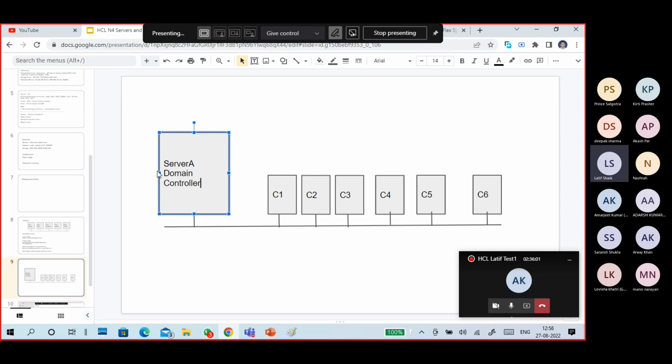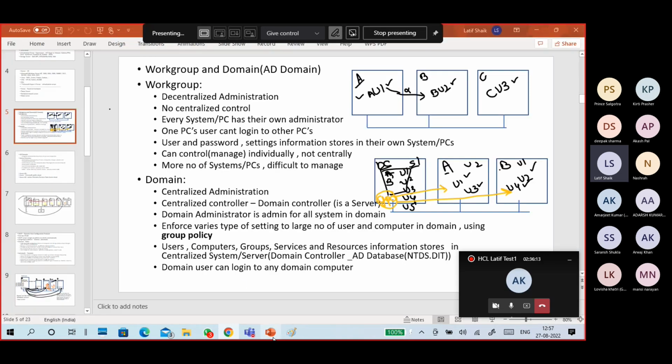Okay, which controls the domain. A lot of things are about a domain controller, so we'll see that one. It is nothing but a domain controller, a centralized device. What is a domain controller? Centralized administration, a centralized controller, which is nothing but a server, and we call that server a domain controller.